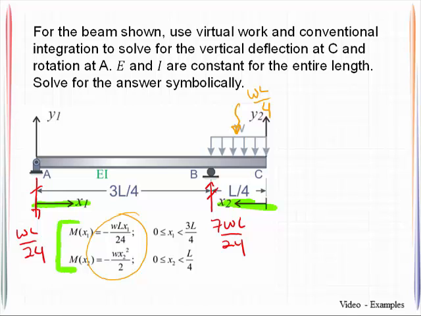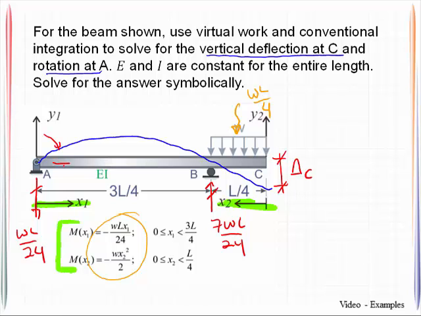I'm going to sketch what the deflected shape looks like for this. And then note that in this particular example we are being asked to find the vertical deflection at C and also the rotation at A. So we've got this vertical deflection at C, and we've got the rotation at A for which we are trying to compute things.